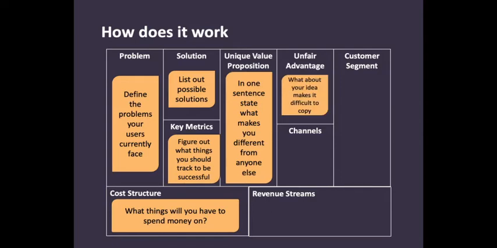The next is your unfair advantage. What about your idea makes it difficult to copy? The thing is, if somebody sees your business, and Nigerians love it, we see something, we like it, we just clone it. We'll just copy it. What makes it difficult to copy? It could be something like the minds behind it, the technology being complicated. You may have a patent.